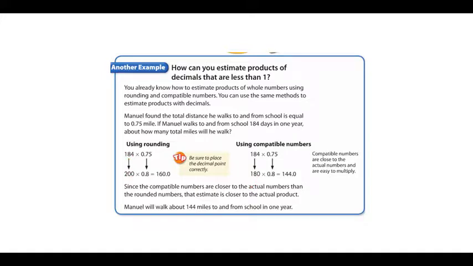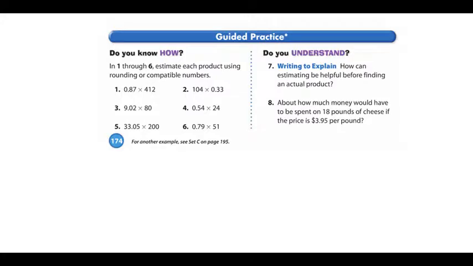All right, so let's look at the bottom. All right, so look at numbers 1 through 6. It says, in 1 through 6, estimate each product using rounding or compatible numbers. So starting with number 1, it says 87 hundredths times 412. I noticed that 412 is close to 400. And 87 hundredths, if I think about it as 87, it's close to 90.